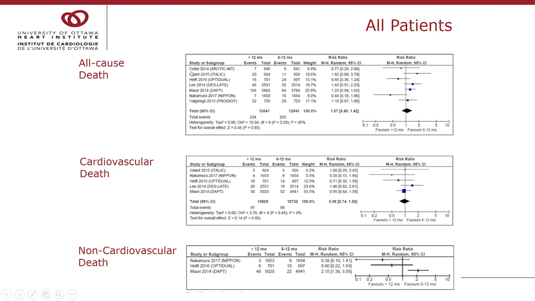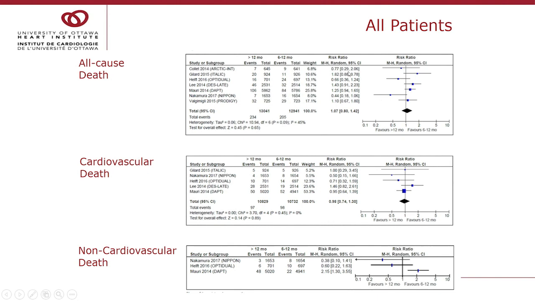We have a study by Colette. There were 645 individuals randomized to extended DAP. 7 of them had the event, all-cause death. Next, we have 641 individuals randomized to the short-term, 6 to 12-month DAP. 9 of them had all-cause death. So when we look at the risk of all-cause death, we get a relative risk of 0.77.